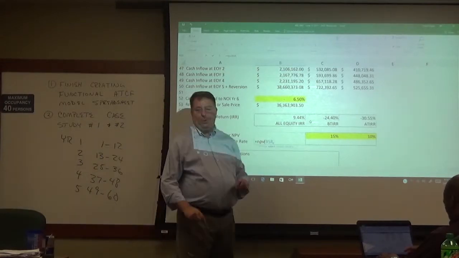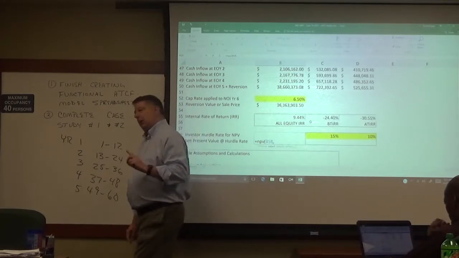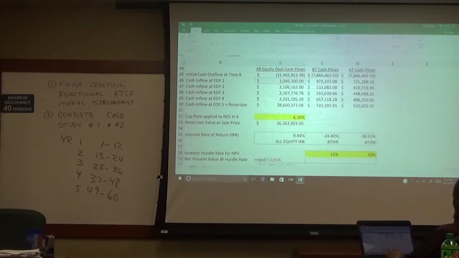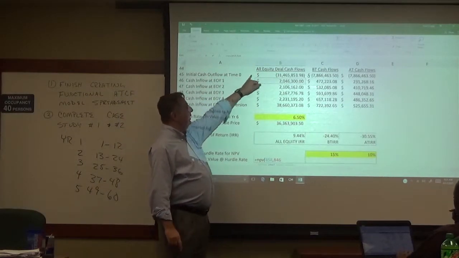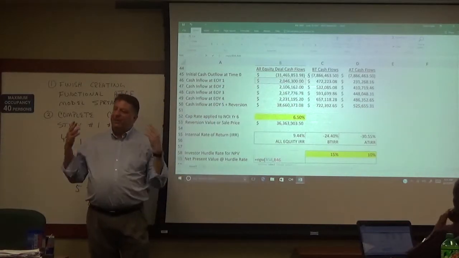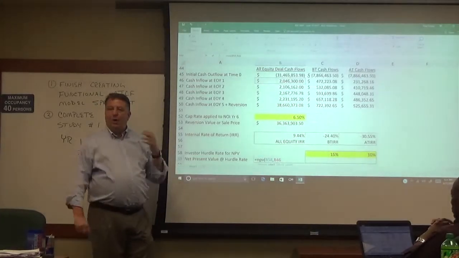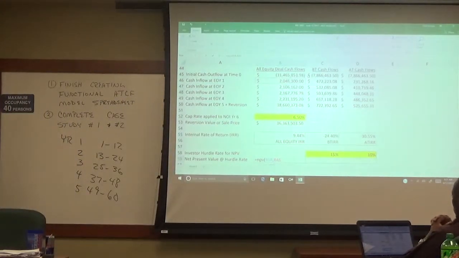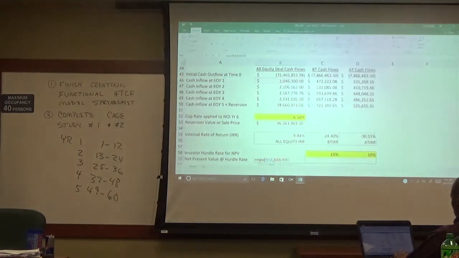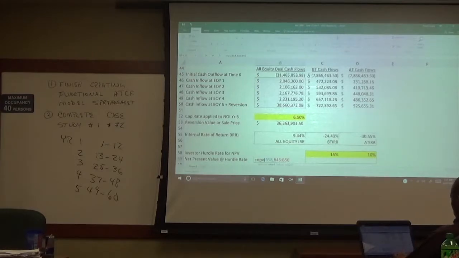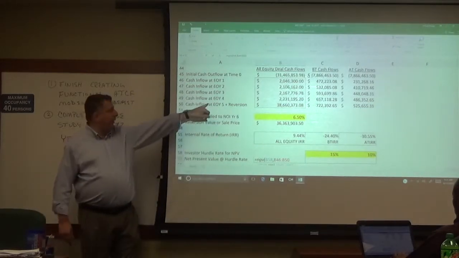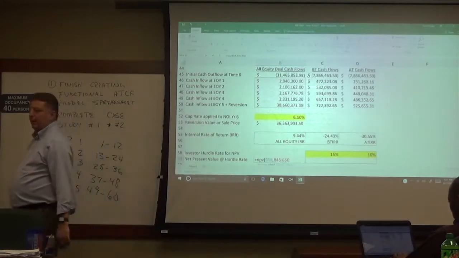Now, this is the part where it's a difference. With the NPV, you're going to go up and you're not going to start with the initial cash flow. You're going to say, why? Well, because that number doesn't get discounted. What gets discounted are the future cash flows. So all we're going to do is hit the colon and then drag down, and you're only going to capture the cash flows for end of year 1 through the cash flow for year 5 with the reversion. Everybody see that? Yeah. All right.